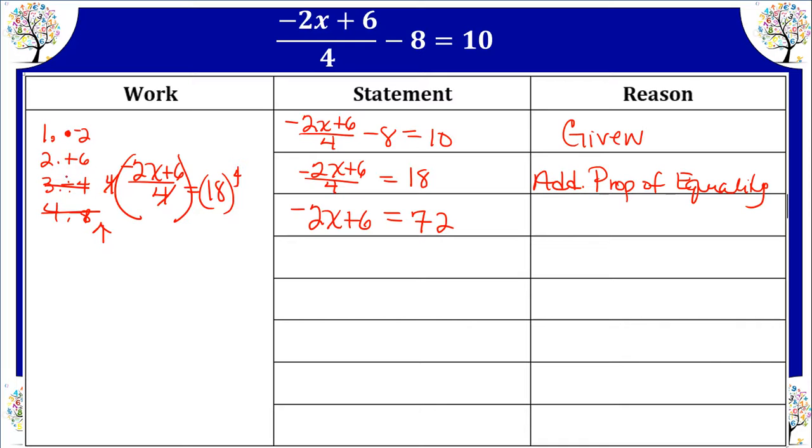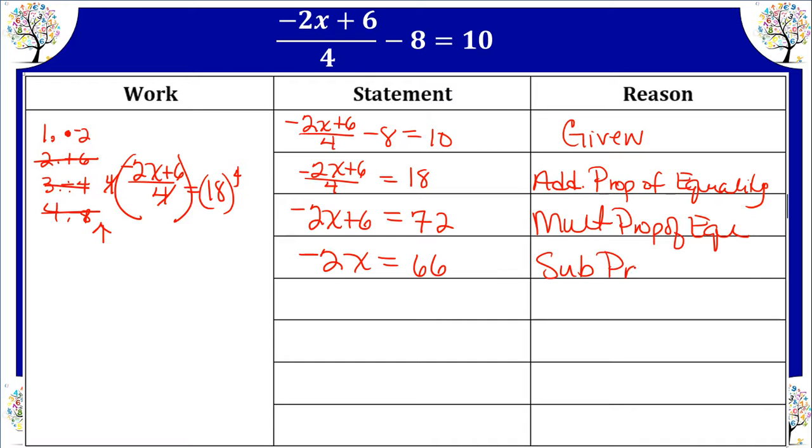Okay, then we have to undo the addition. So we're going to subtract 6 from both sides. Oh, let's do this up here, sorry. Multiplication property of equality is what gave us that statement. And then here we did the subtraction property of equality.